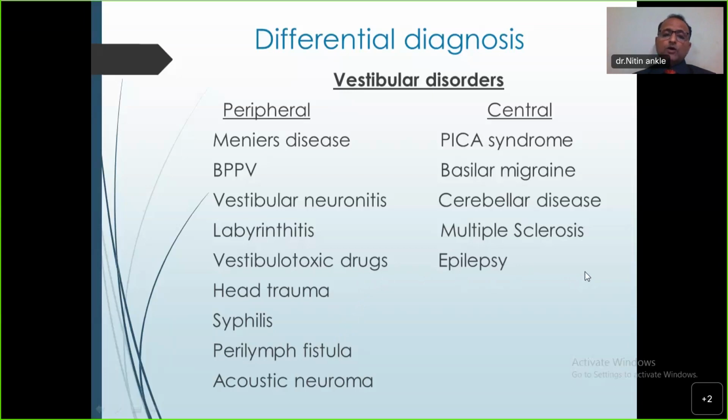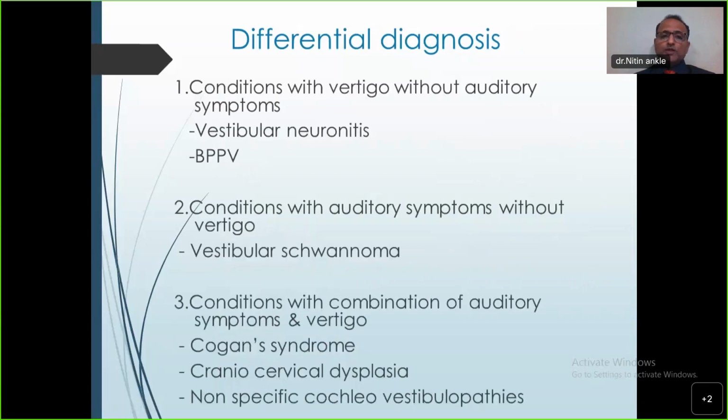We have to go through all this to rule out and come to Meniere disease, which is a diagnosis of exclusion, because histopathology is not possible in the ear. Now, the conditions of vertigo without auditory symptoms are typically vestibular neuritis and benign paroxysmal positional vertigo. So if there are no auditory symptoms, no tinnitus and no hearing loss, then we have to think in terms of vestibular neuritis or BPPV, that is benign paroxysmal positional vertigo. This is how it is.